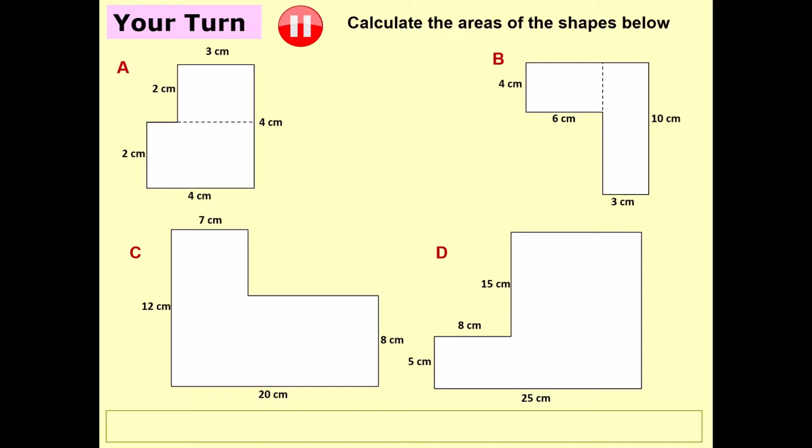Okay, hopefully you've unpaused now, and the answers you should have are 14 square metres for A, 54 square metres for B, 188 square centimetres for C, and 380 square centimetres for D. So make sure you've marked your work, and really well done if you got all of those correct.